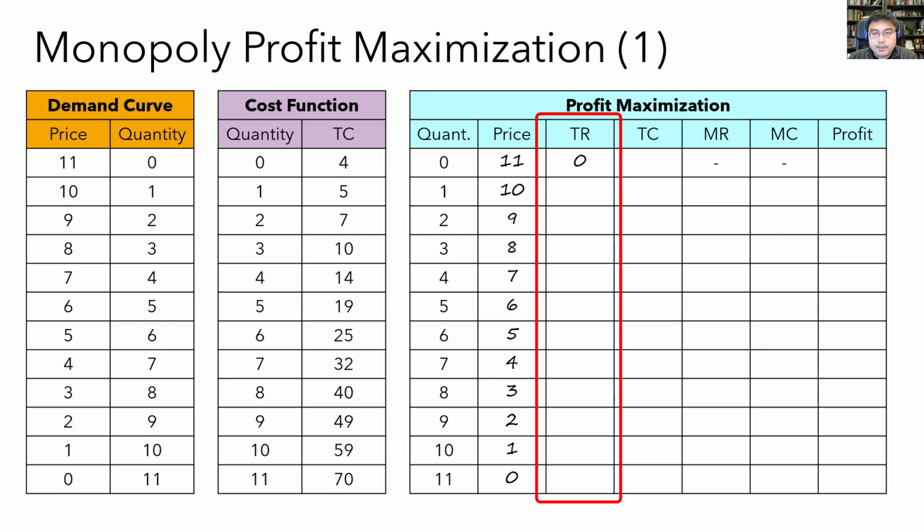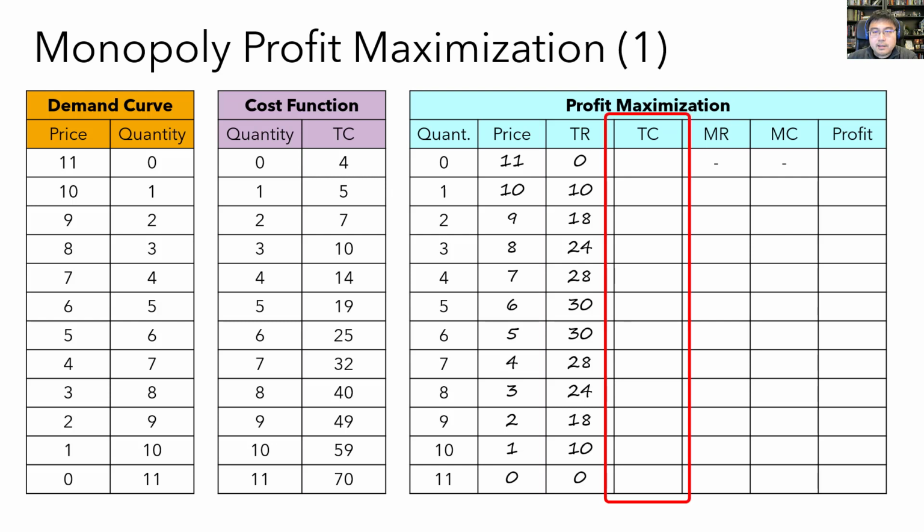If Q is 1 and P is 10, then total revenue is 10. If Q is 2 and P is 9, then total revenue is 18. Okay, and then we have 24, 28, 30, 30 again, 28, 24, 18, 10, and 0, right? So that's total revenue for each quantity chosen, okay?